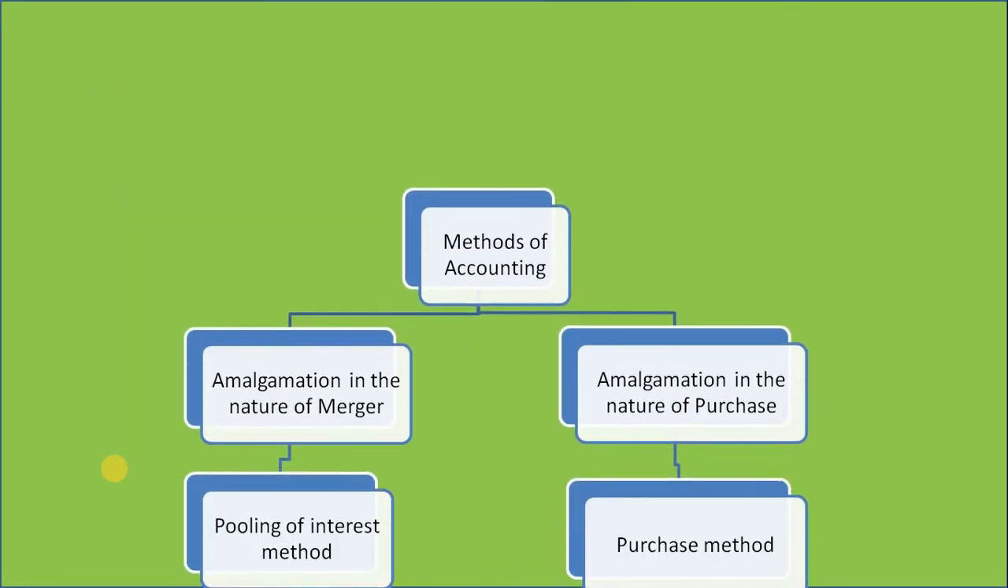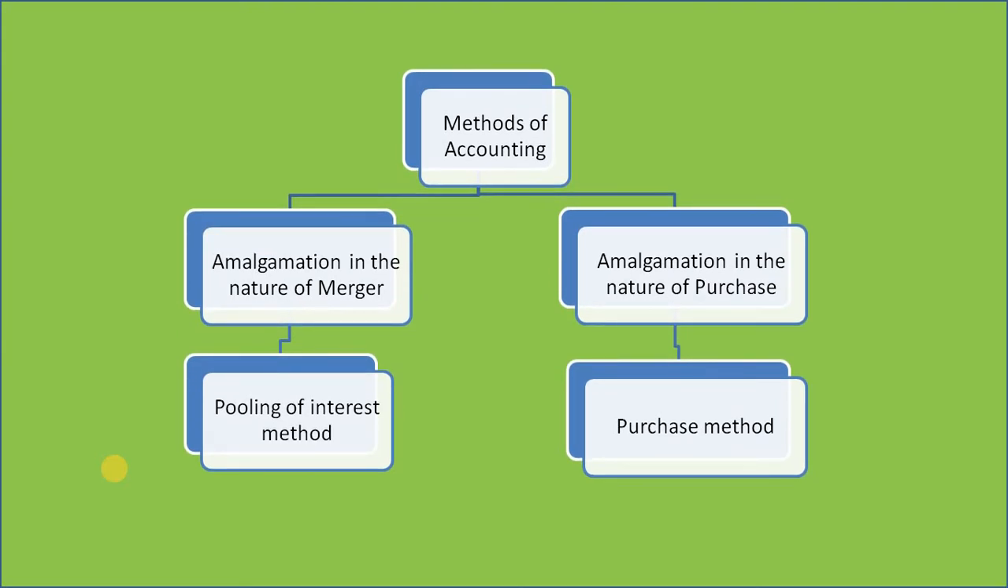Now, the first one was about different methods, different classification of amalgamation, right? Different nature of amalgamation. Now here I'm showing methods of accounting. How should we treat amalgamation in the nature of merger or in the nature of purchase? When we are solving accounting problems, if we have amalgamation in the nature of merger, then we will use pooling of interest method. Likewise, if we have amalgamation in the nature of purchase, then we will use purchase method. This much we will keep in mind right now. So we got two methods of accounting, which are pooling of interest method and purchase method.